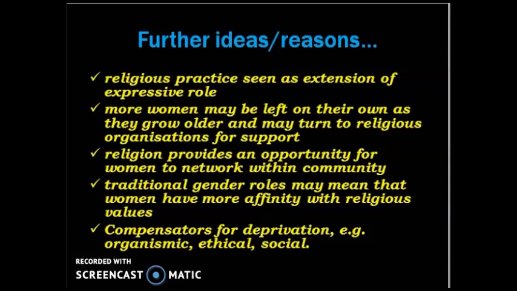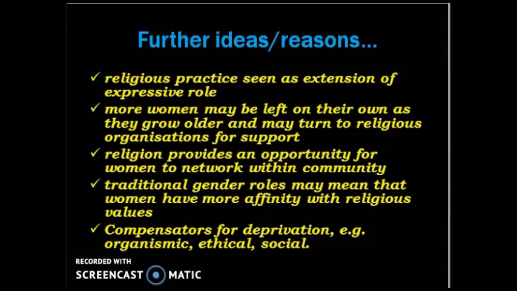Starts off with the point which identifies the reason, they explain what that reason is, and then they apply it to the religious organisations to show why women are attracted to that religious organisation in particular, adding the analysis on at the end. There are further ideas and reasons that you could have talked about.